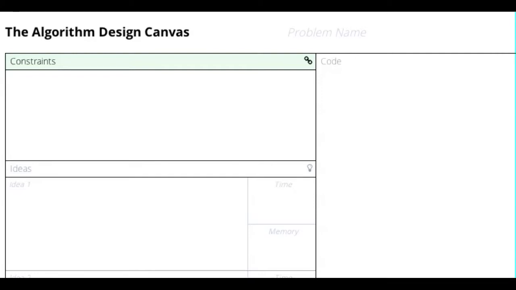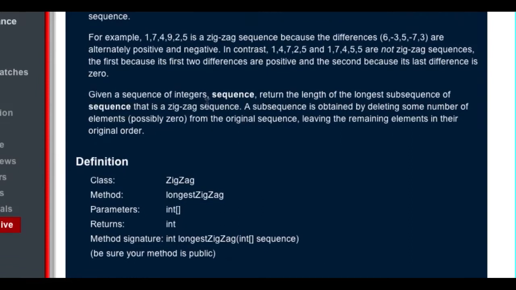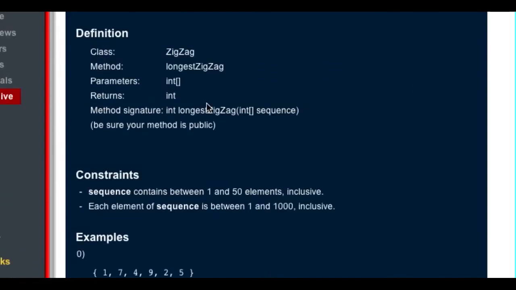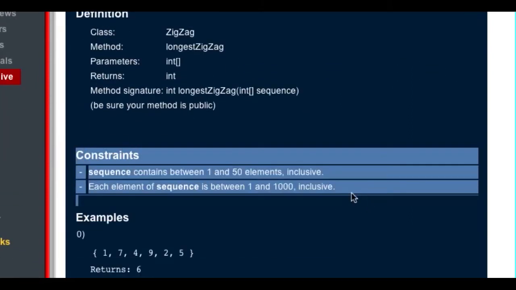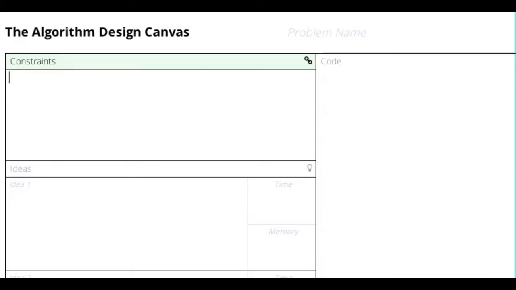Let's look at the Zigzag problem statement. Conveniently, Topcoder has a nice section that outlines these. It's called the constraints section. And that's how important they are. They have their own section. So let's record the answers to these two questions on the algorithm design canvas.